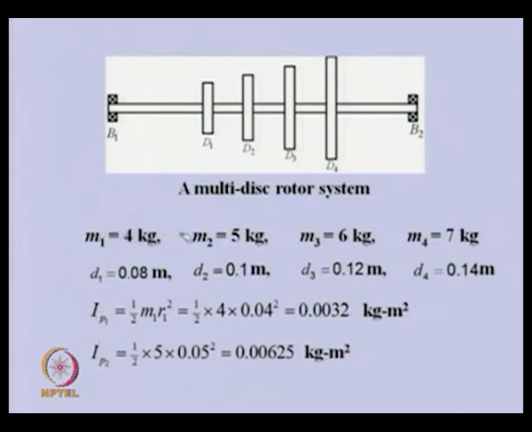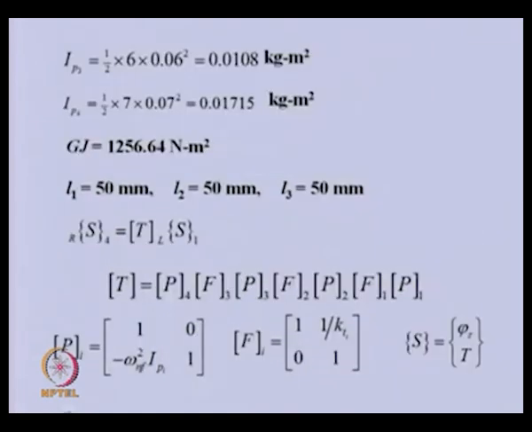You can see there are 4 discs having different masses. These are thin discs, and they have different diameters. So, we have calculated their polar moments of inertia. These are the polar moments of inertia.